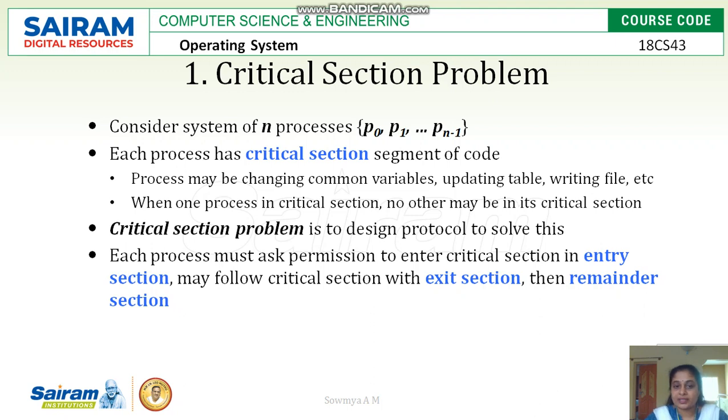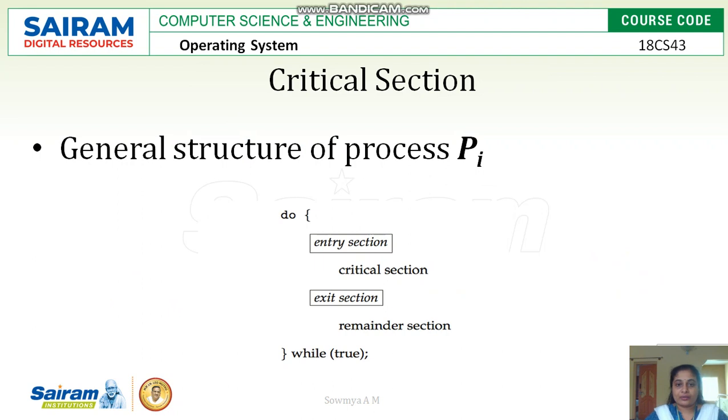Each process must ask permission to enter into the critical section. We have an entry section where permission is given to enter the critical section, and after finishing the work, while leaving, it goes to an exit section and then the remainder section, indicating that the critical section is free now. This is how a critical section sample code is written.